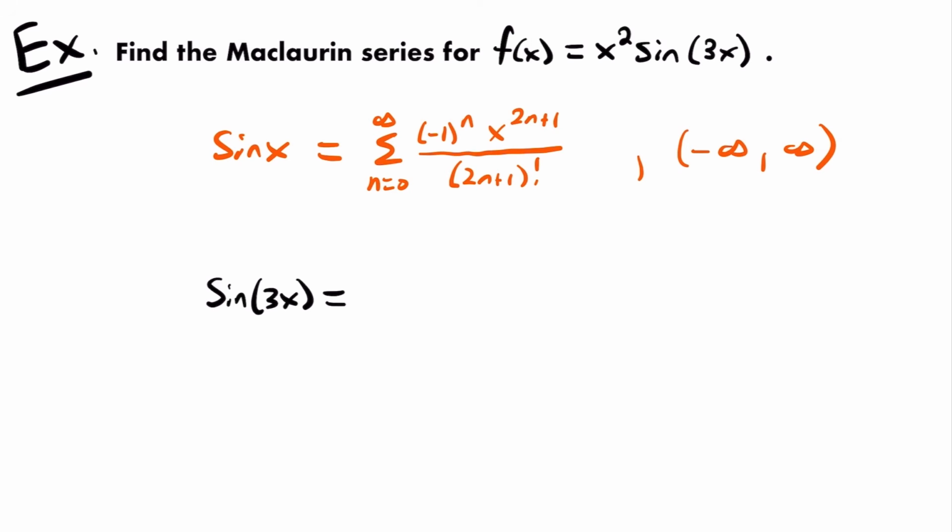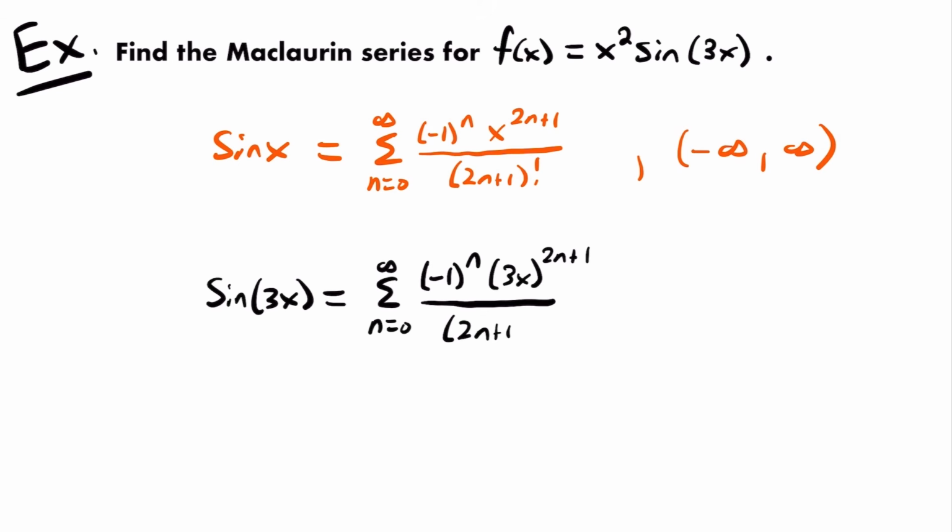But before we get to that, how can we use this Maclaurin series right here for sine to find a Maclaurin series for sine of 3x? Well, all we have to do is replace x in this Maclaurin series with 3x. That's all we have to do. And so sine of 3x will be equal to the sum from n equals 0 to infinity of -1 to the power of n, but then instead of having x to the power of 2n plus 1, we will have 3x to the power of 2n plus 1. We just replaced x with 3x, and then we can divide by 2n plus 1 factorial. Okay, and so now we have a Maclaurin series that represents sine of 3x.